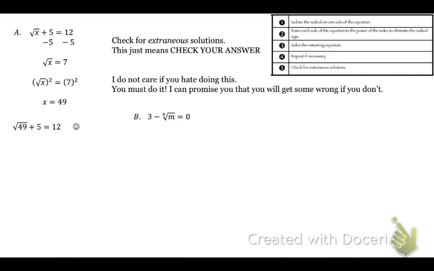Okay, let's do B. Again, I need to isolate that radical. This time it's a fourth root, so it's a little bit different, not too much though. I subtract that 3, and I get negative fourth root of m equals negative 3. Now divide by negative 1, and you get the fourth root of m equals 3. To get rid of that, I'm going to raise it to the fourth power. So that's m equals 81. Plug it in, and you get 0, which is what we wanted to get, so awesome.